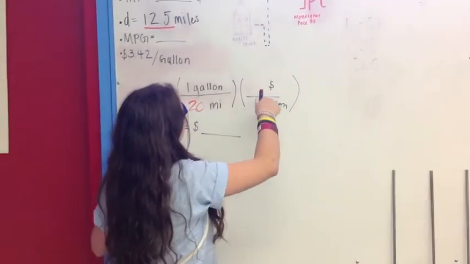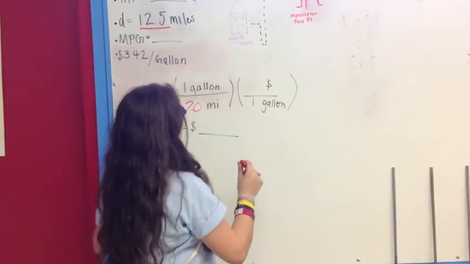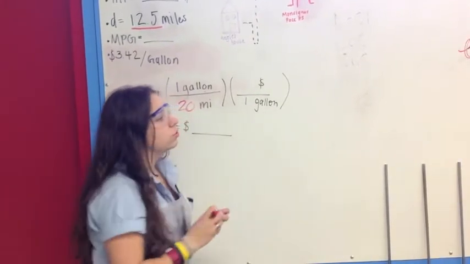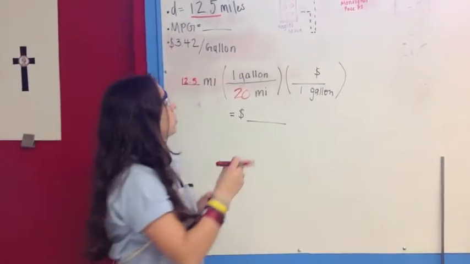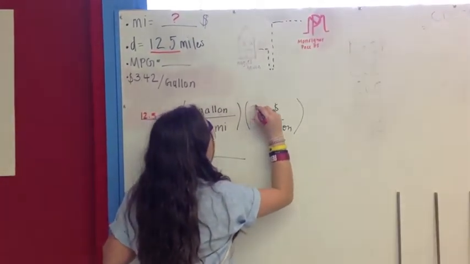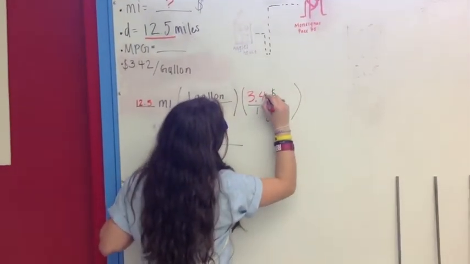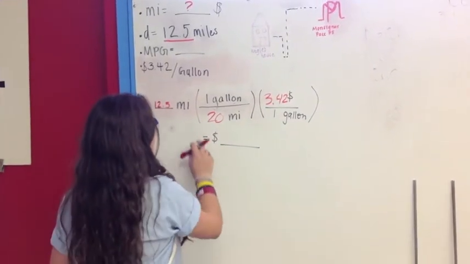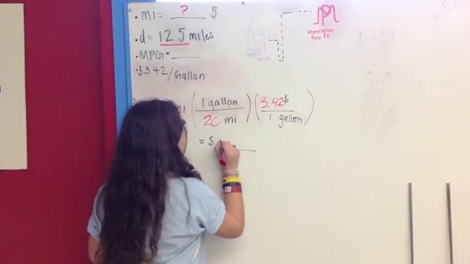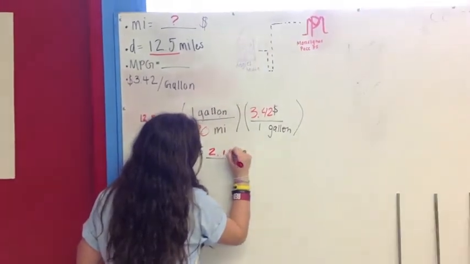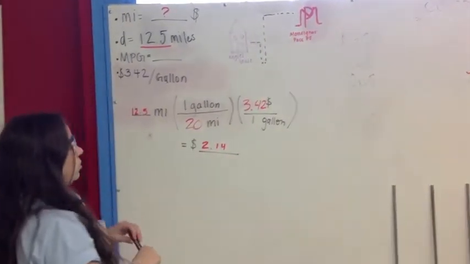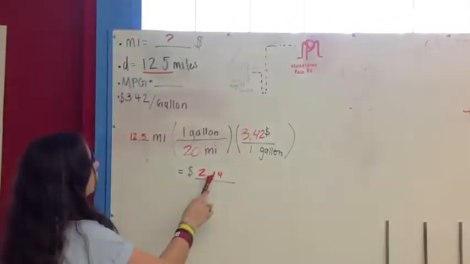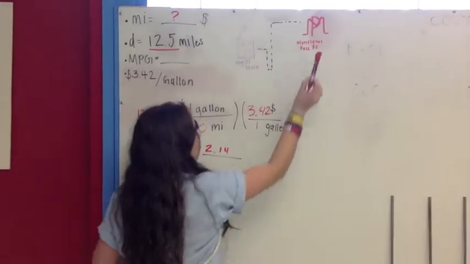And here we're going to put in how much it is per gallon. So you have $3.42 per gallon. And when you plug this into the calculator, your answer is $2.14. That's how much money you would spend going from Angie's house to base.